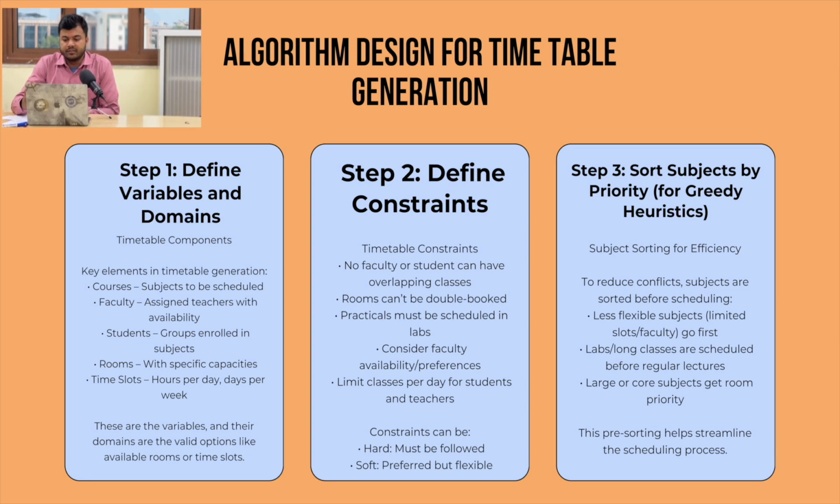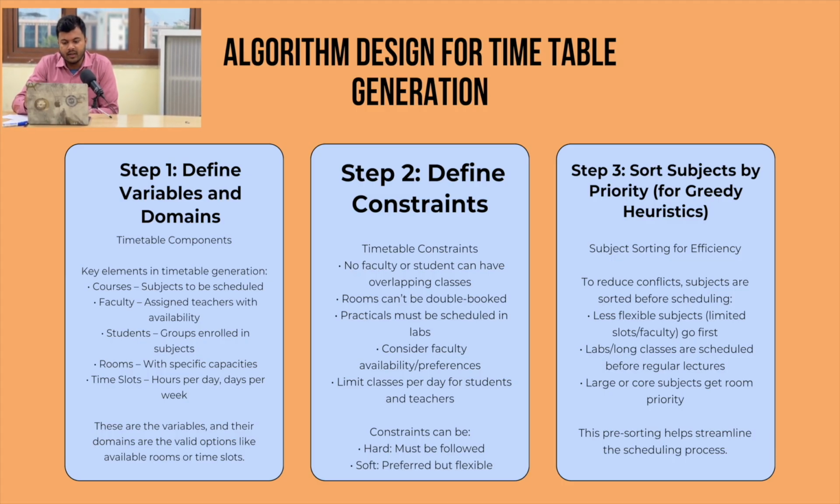The second step is to define constraints. Constraints are very important for any type of project or work. There are two types of constraints: hard constraints and soft constraints. A hard constraint must be followed in any situation. A soft constraint may be flexible; if it is not satisfied, then it is okay, no problem. But a hard constraint must be followed.